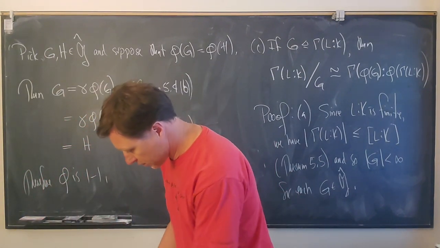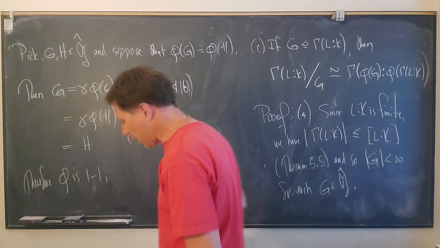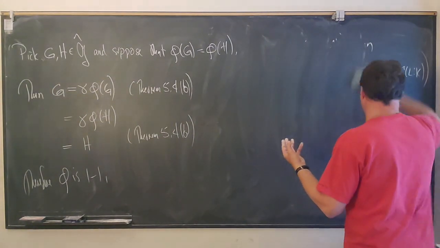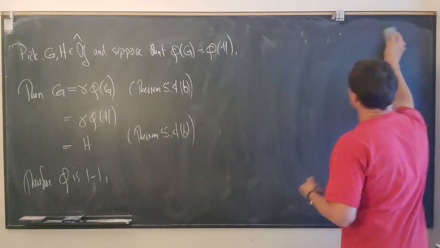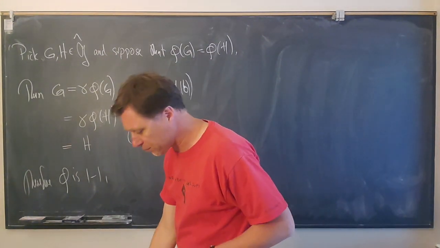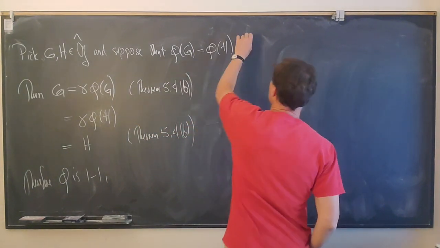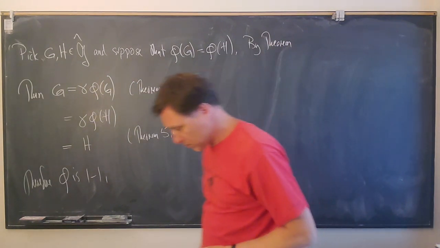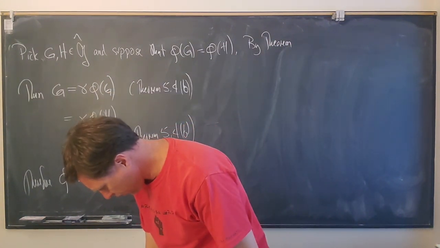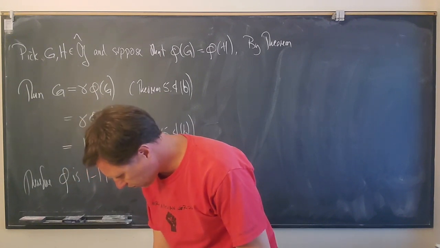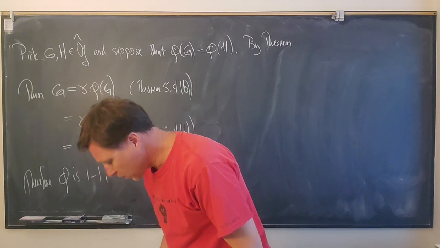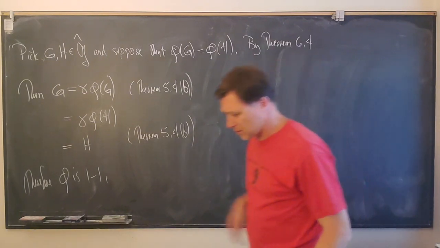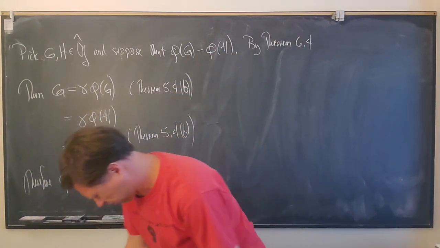All right. So now I want to show onto, which means I need to pick something in script F hat and find somebody in the domain that gets mapped to it. But a little bit of lead in before I actually do that. So it goes like this. By theorem 6.4c, no, it's not 6. That's a typo in my notes. Let me fix that. That should be 5.4.